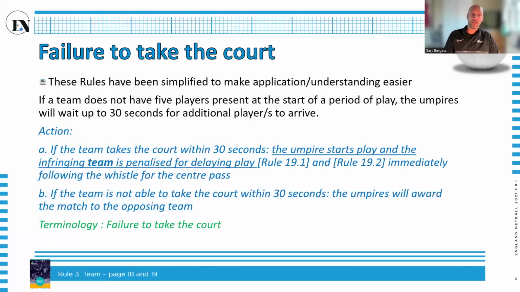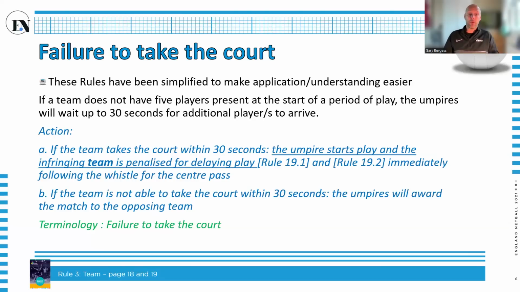Now, this links quite nicely on to failure to take the court. So as I said, this has been streamlined. Now, failure to take the court is concerned about players returning to court once the game has started. Okay, so once the game has started, failure to take the court is the rule to cover all of this area. Now, if a team does not have 5 players present at the start of a period of play, as mentioned, the umpires will wait for 30 seconds for additional players to arrive. Now, if they don't arrive, the game is awarded to the non-infringing team. But if they do arrive, then the whistle will be blown to start play.